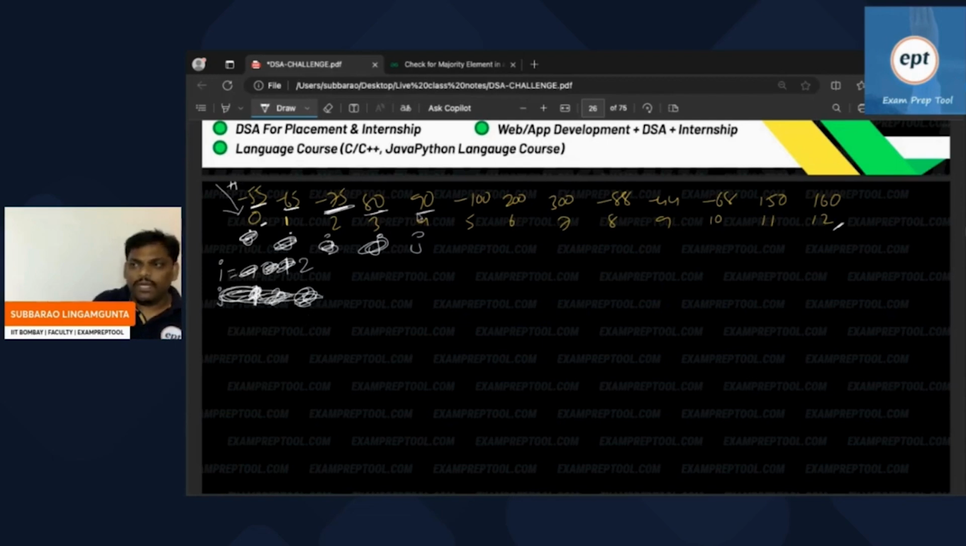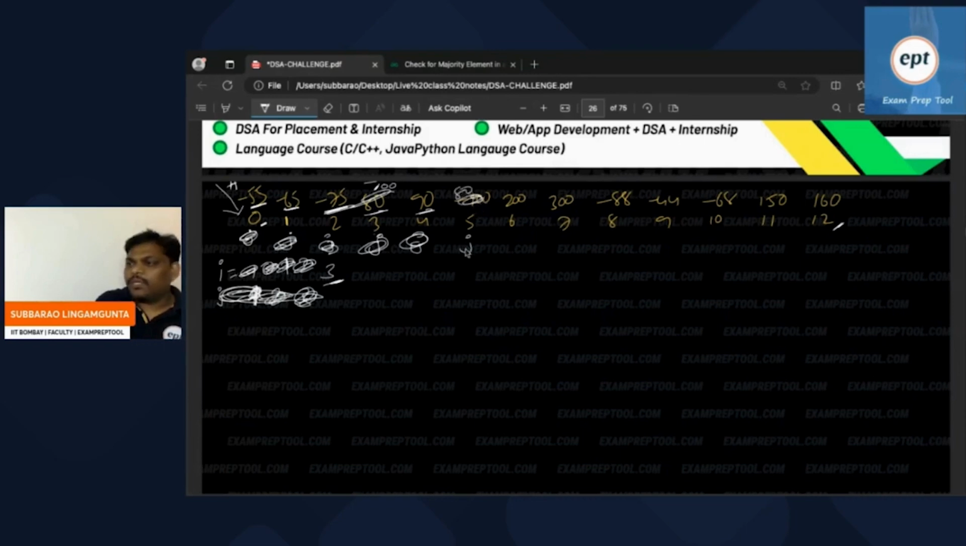Next one. Are you greater? Yes. Means positive? Yes. Are you positive? No. Whenever it is not positive, inform I, increment I. I will increment. Then swap A of I, A of J. I value 3, J value 5. Swap them. Minus 100 here, minus 100 here, 80 here.